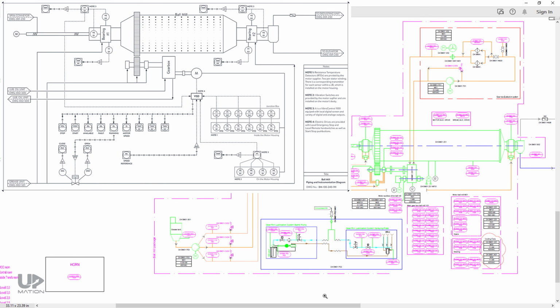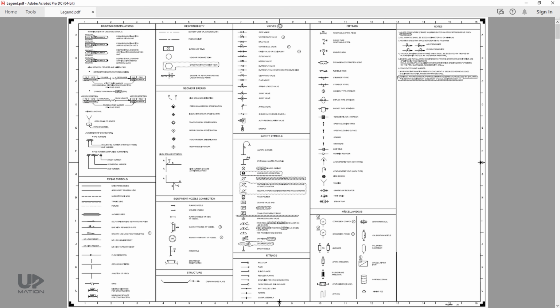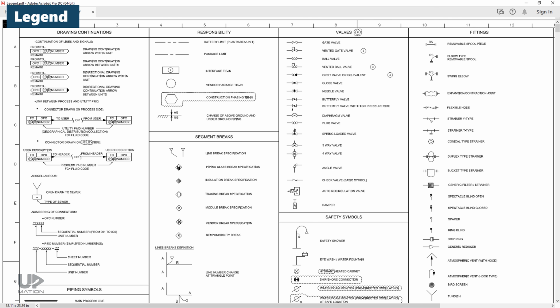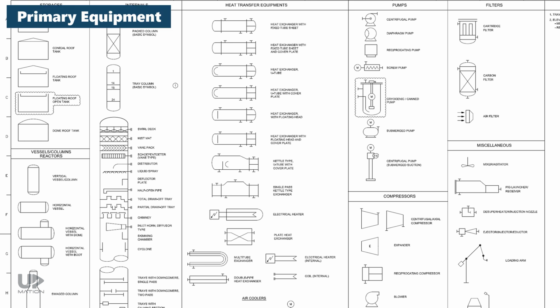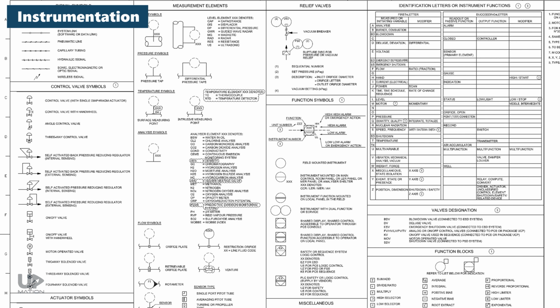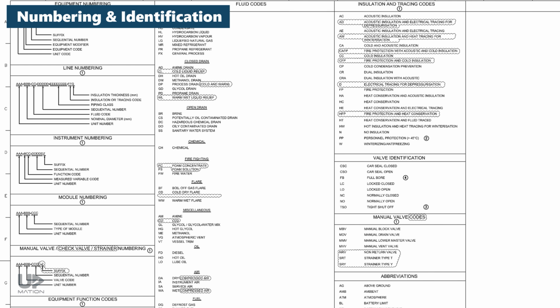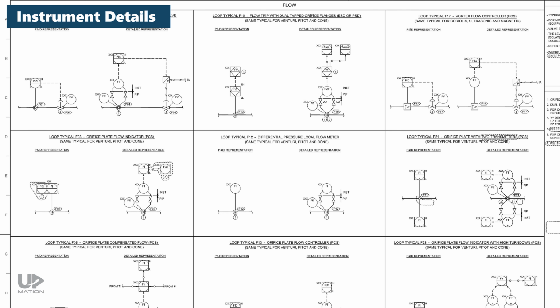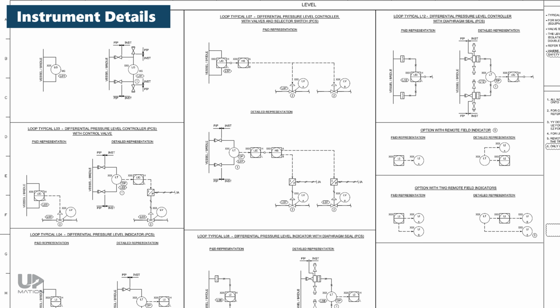To investigate a P&ID, first, you should know that every company has its own way of illustrating and naming the symbols. They show their symbology methods in detail in some lead sheets called legend and abbreviation, and usually it is merely called legend. In this sample of a legend from an oil and gas project, you see countless symbols for primary equipment, instrumentation, numbering and identification methods, piping arrangement, typical details for different instruments, and a lot more.